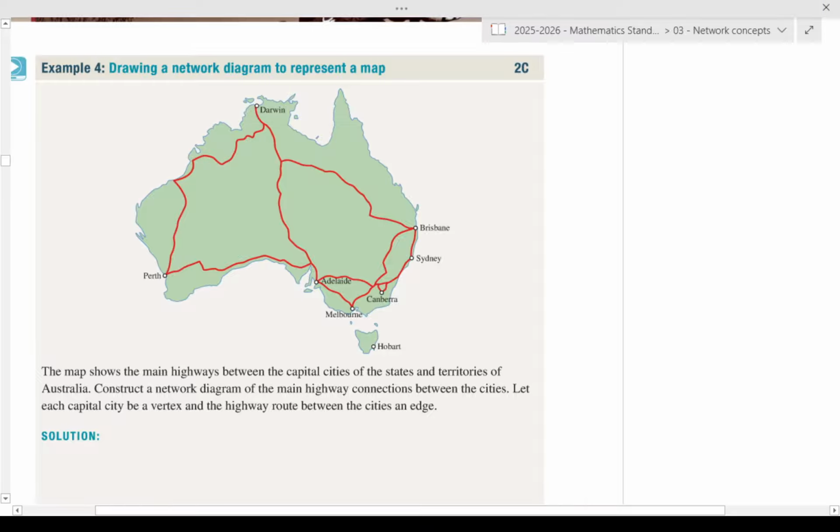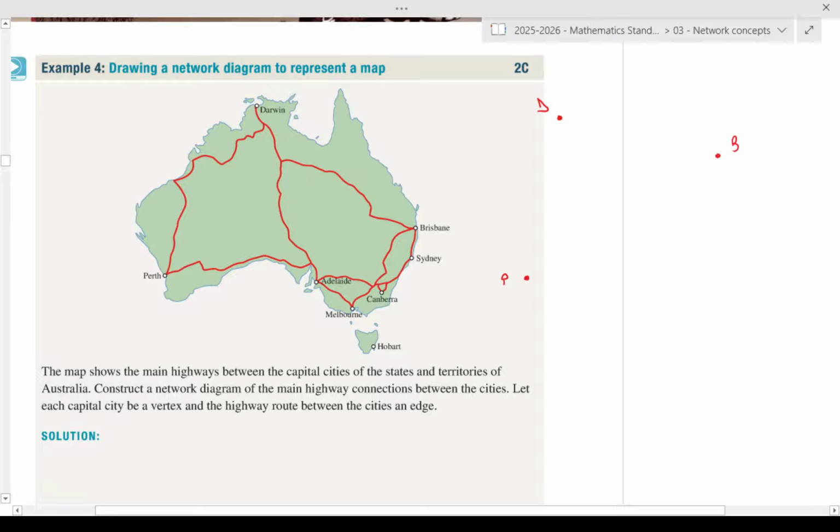All right, so what we're going to do is we've got the main highways between the capital cities in Australia, and we're going to draw a network diagram to represent that. So first thing I'm going to start off with is I'm going to put the vertices. So I've got P, D, we've got B over there.